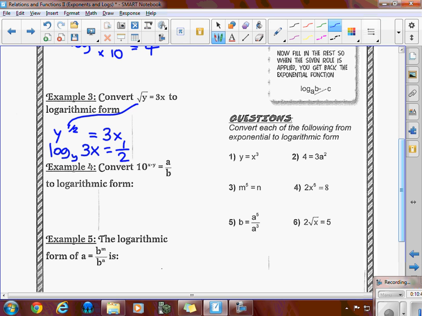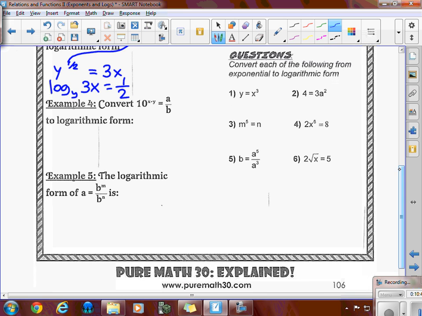Log form. No big deal. Okay. Convert this guy, 10 to the power of x minus y equals a over b, to log form. Give it a shot. All right, let's look at this guy. What's my base of my log going to be in example 4? 10. So log base 10. What's going to be the stuff behind it? a over b equals x minus y, and we're done. That's it. If it said solve for y, you'd have to move stuff around. Solve for x, move stuff. All it says is write in log form, and I did.